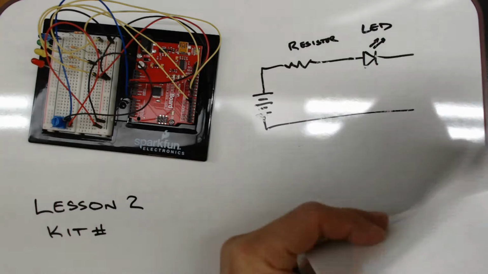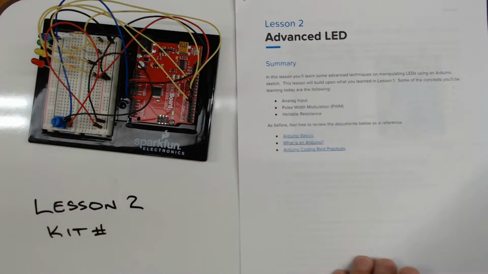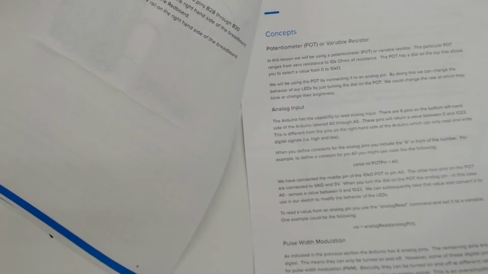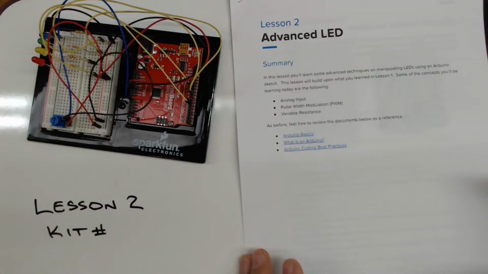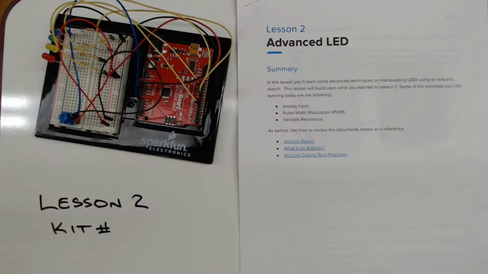Also in your kit is a form that tells you specifics as far as an analog input, pulse width modulation, and variable resistance, which is what we're going to demonstrate in this video and in this lesson. So to follow along, what you want to do is read through the concepts of the lesson itself. So let's get started programming.